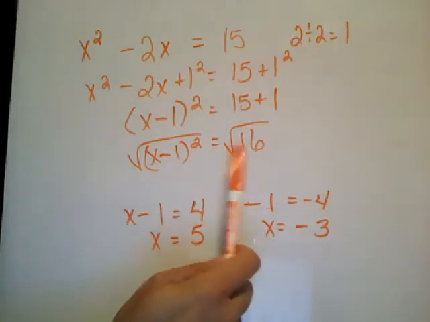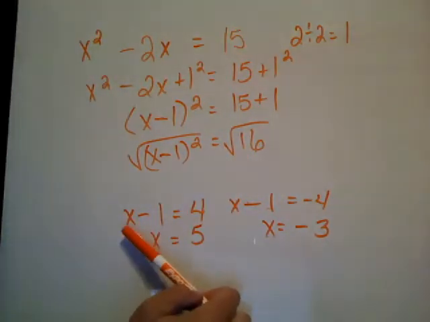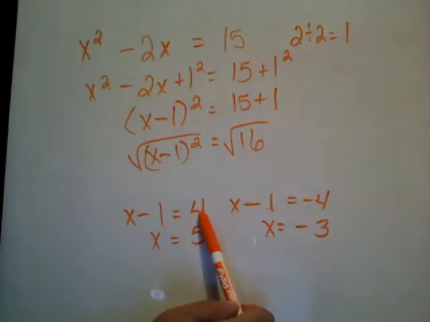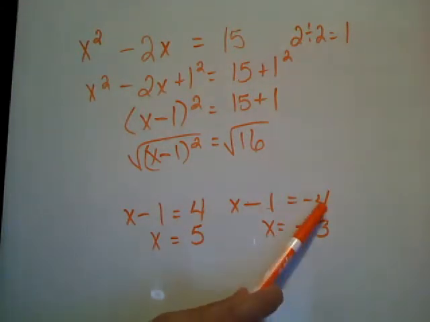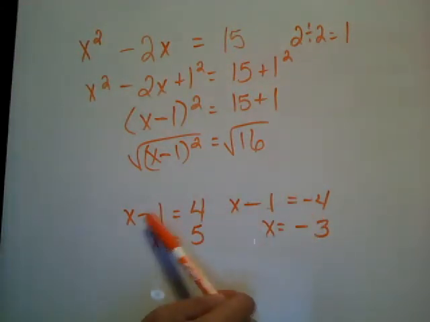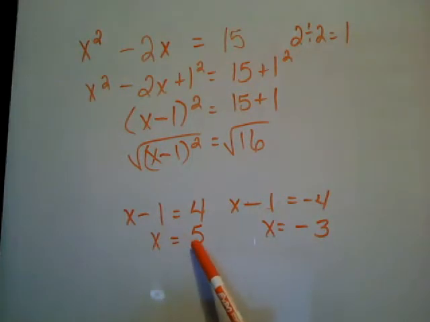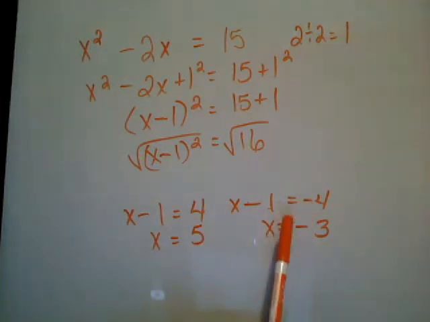I'm going to take the square root, leaving me with x minus 1 equals 4. x minus 1 equals a negative 4. If I move my 1 over, that's going to give me x equals 5. Move my 1 over, x equals a negative 3.